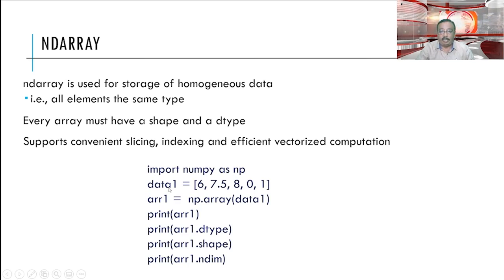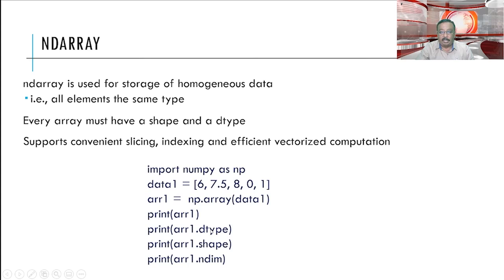So here we are going to have a list called data1 with numbers like 6, 7.5, and so on. And you are going to convert it into a NumPy array by using a function called np.array, and we are passing this list as a parameter. Now arr1 will be a NumPy array. Now we can print this NumPy array using the print function.